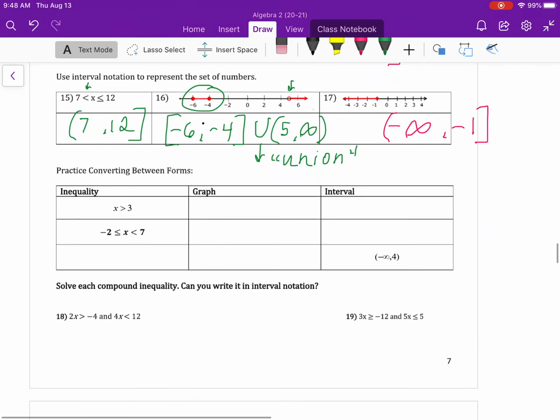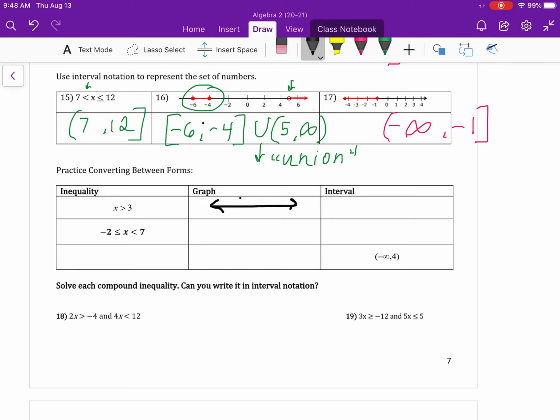So now we're just going to practice converting between forms, okay? So here we go. The graph of this, x is greater than 3. We're going to have an open circle, and it's always bigger. X is between -2 and 7. Sorry, you can't really see that, but let's see, we'll have a closed dot here and an open dot here. And let's see, I don't know what to do here, so I'm going to draw a number line, and it says from negative infinity until 4, I stop, and I'm going to have an open circle at that.